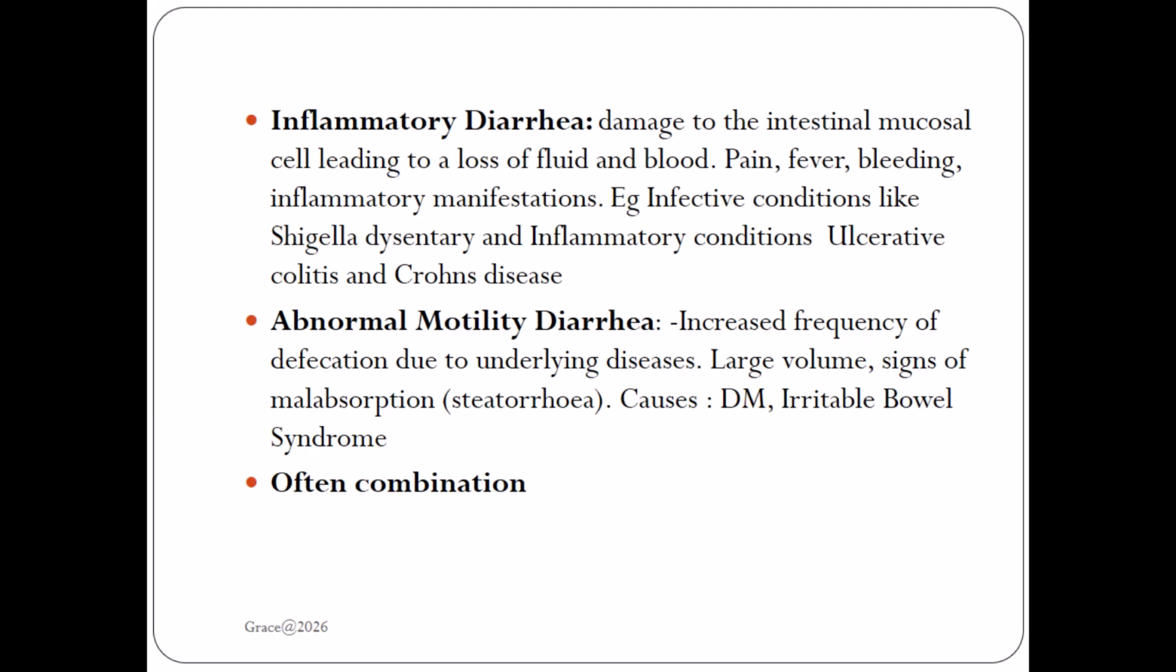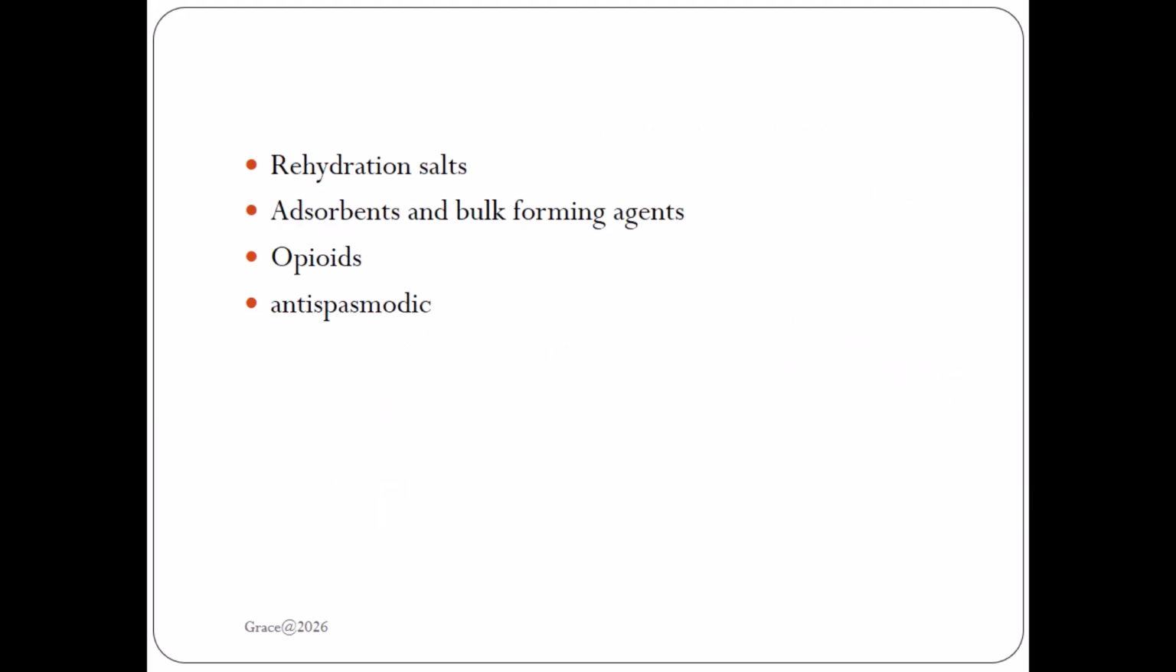We can also have abnormal motility, whereby there are changes in motility at that specific area. So when that happens, we shall have what we call malabsorption. We can also have a combination of maybe all these other things that we have talked about. So for you to manage your patient, you may need a combination therapy, or you may need more than one medication.